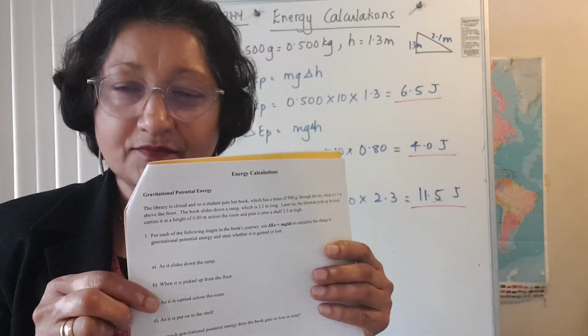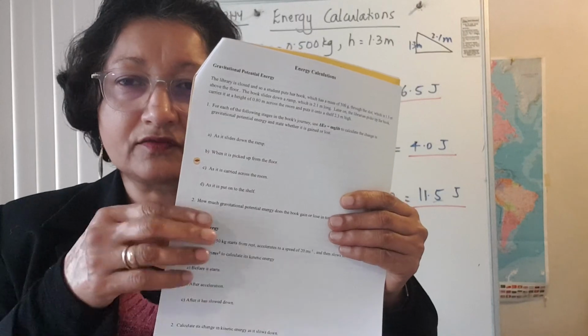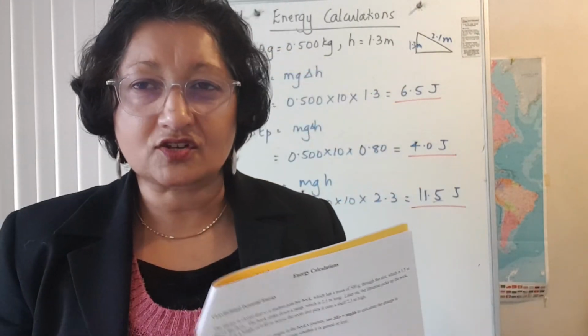These are your answers for the first part of that, and that is using the formula EP equals mgh, and I'll make a separate video for this next one, because otherwise the video will be too long and you will lose your concentration.